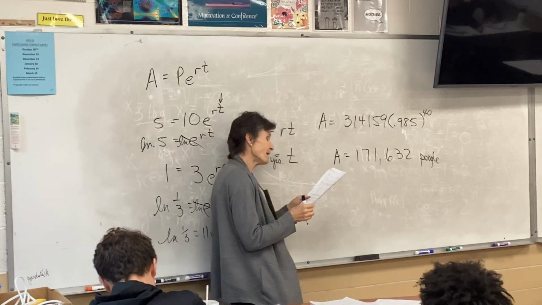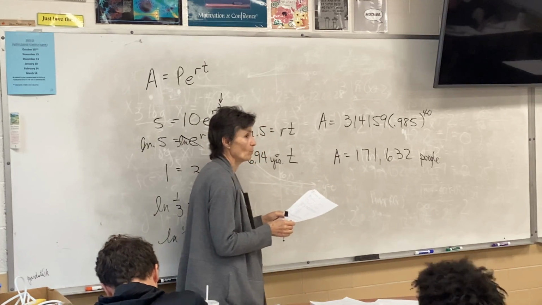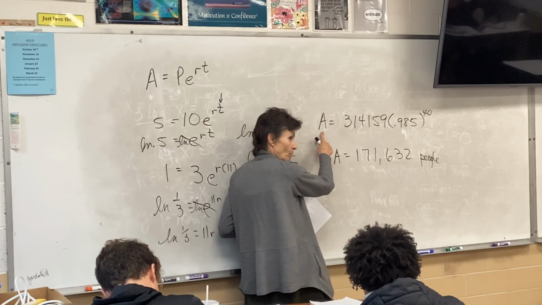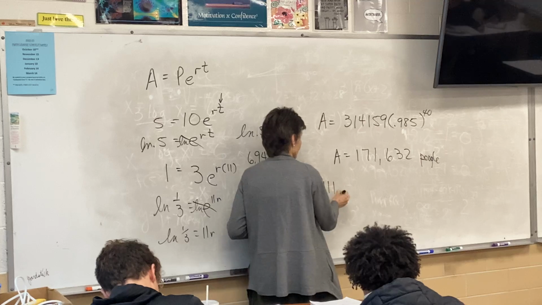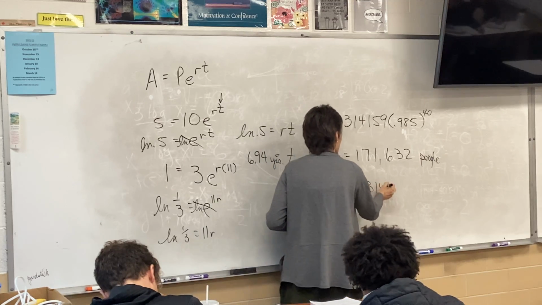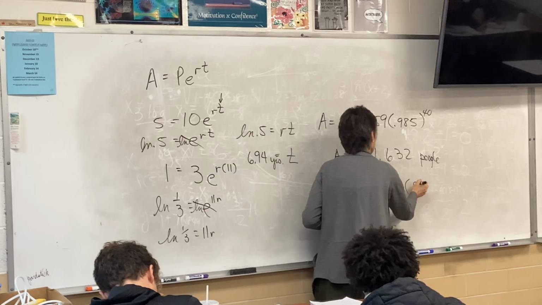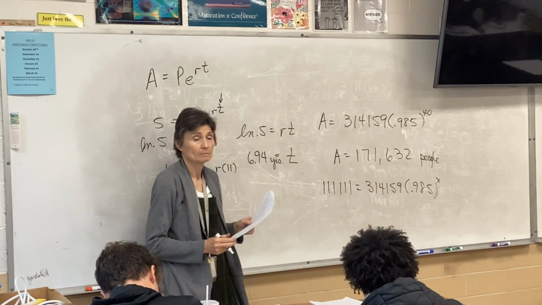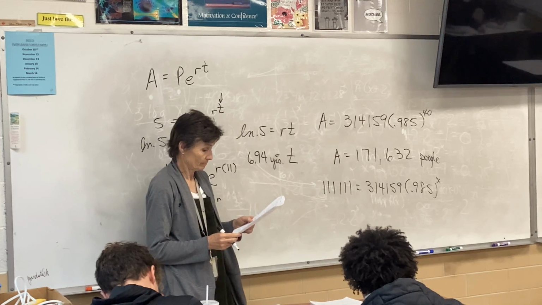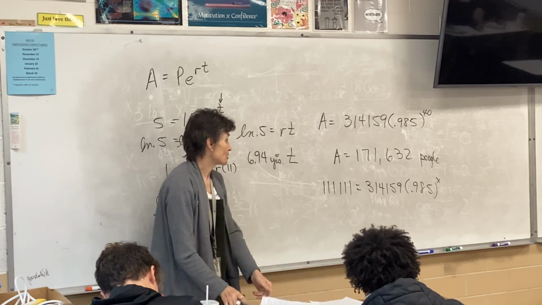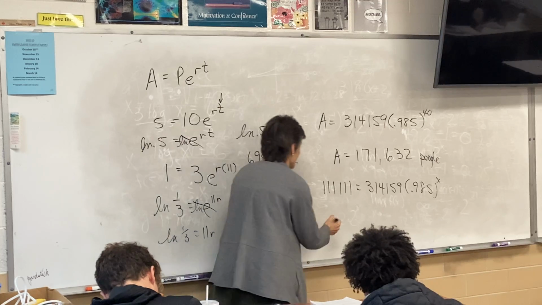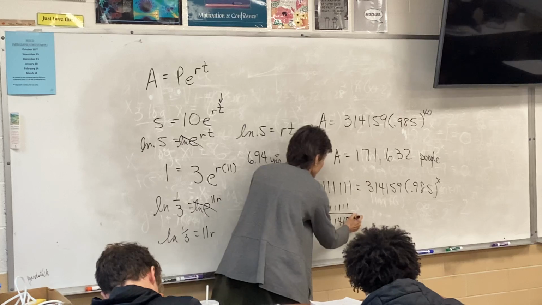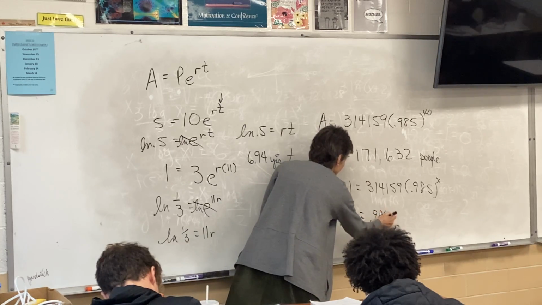Second part, when will the population be 1111? Well, now I want this to be 1111. And I am solving for X. How many years? So what do I do first? So 111 divided by 314,159 equals 0.985 to the X.